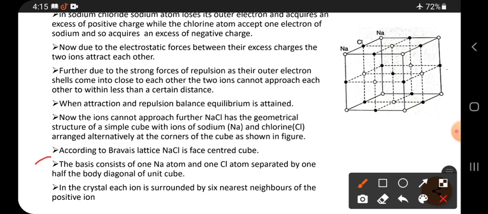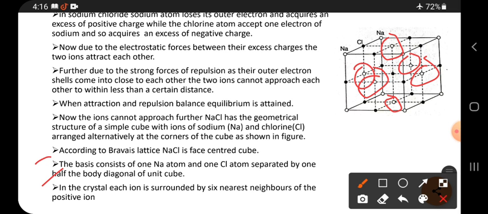According to the Bravais lattice, NaCl is a face-centered cube. Bravais gave the face-centered cubic lattice, simple cubic lattice, and body-centered cubic lattice. Among them, NaCl belongs to the face-centered. One chlorine atom is exactly at the center of the face, so that is why it is a face-centered cubic lattice.